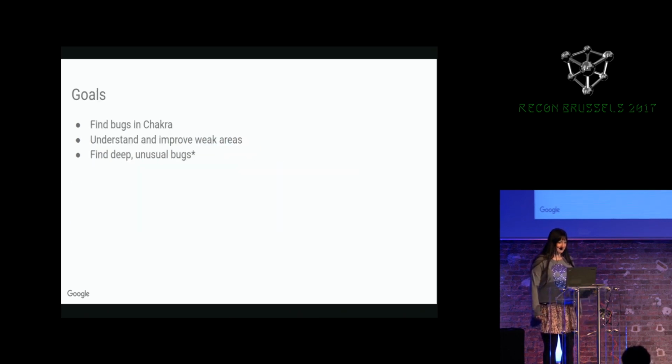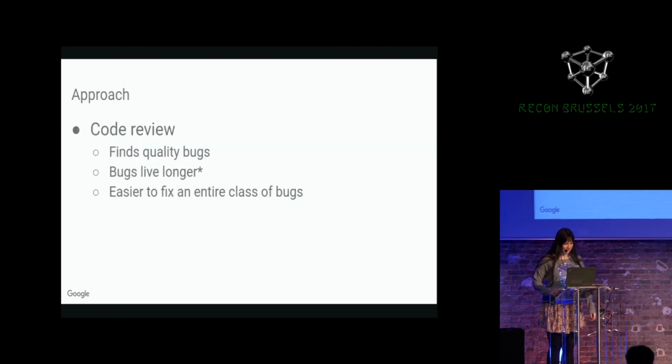So what are my goals? I wanted to find a lot of bugs in Chakra. Understand it, improve some of the weak areas, or at least drive improvements in those areas. And I was hoping to find deep and unusual bugs, asterisk, because that didn't end up happening. Everyone pretty much found the same set of bugs.